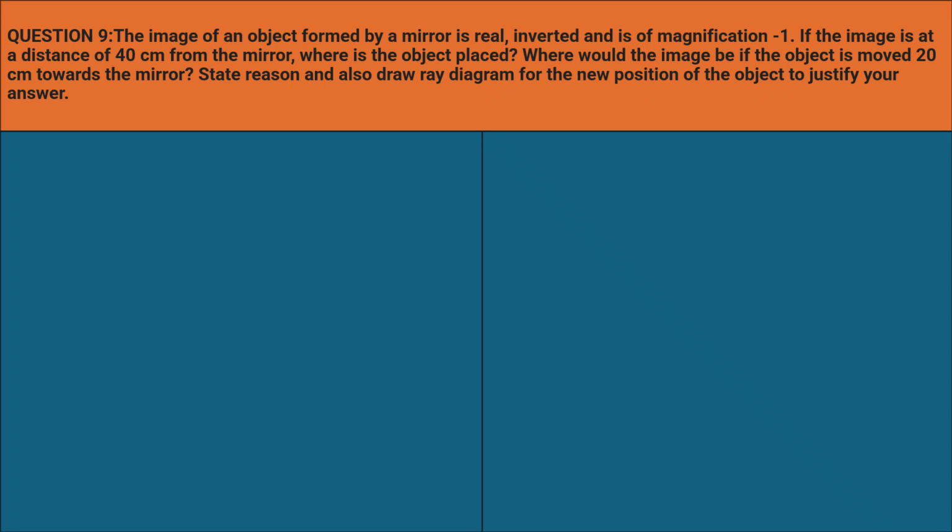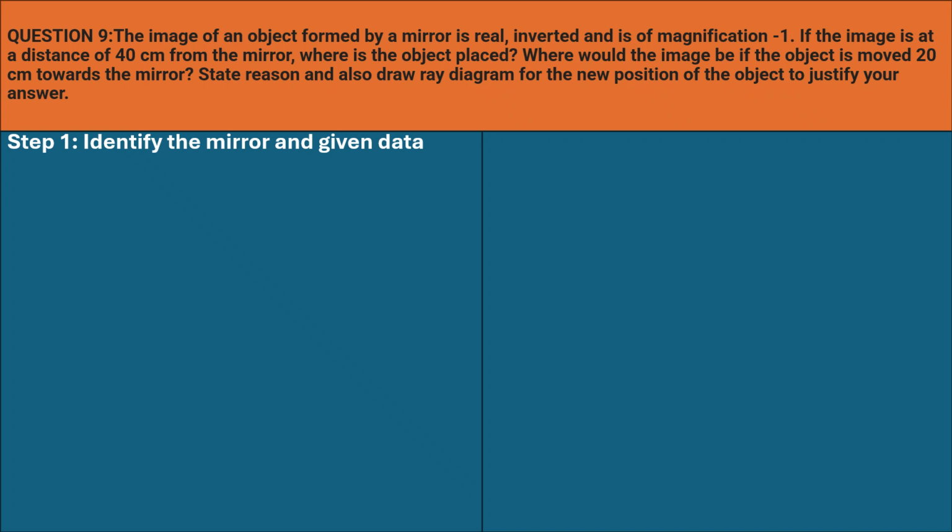Question number 9. The image of an object formed by a mirror is real, inverted and is of magnification -1. If the image is at a distance of 40 centimeter from the mirror, where is the object placed? Where would the image be if the object is moved 20 centimeter towards the mirror? State reason and also draw a ray diagram for the new position of the object to justify your answer.